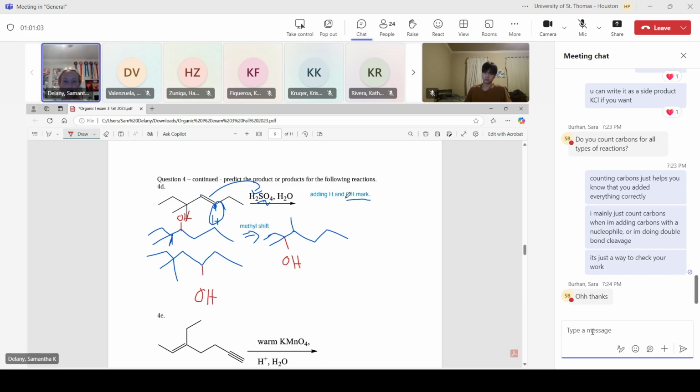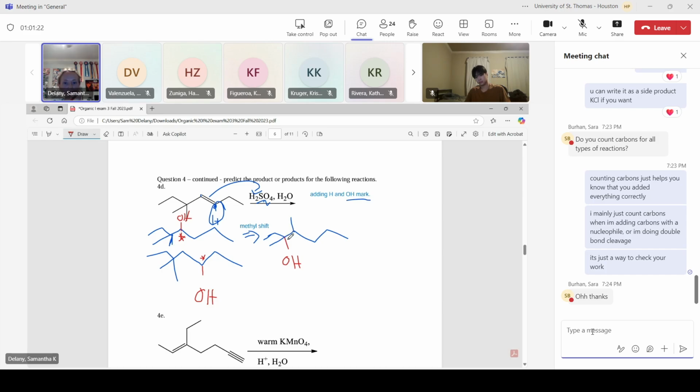Okay, and because we used a carbocation intermediate, we don't know whether these added on a wedge or a dash. They could have added on either. So I'm just going to put that little star indicating that that alcohol group and that hydrogen on that carbon could be on a wedge or a dash.